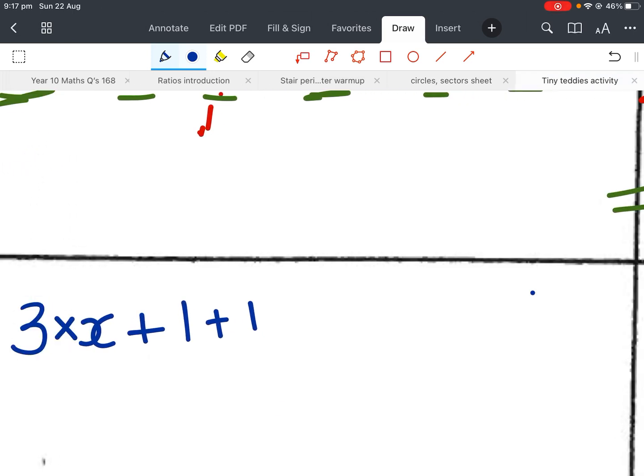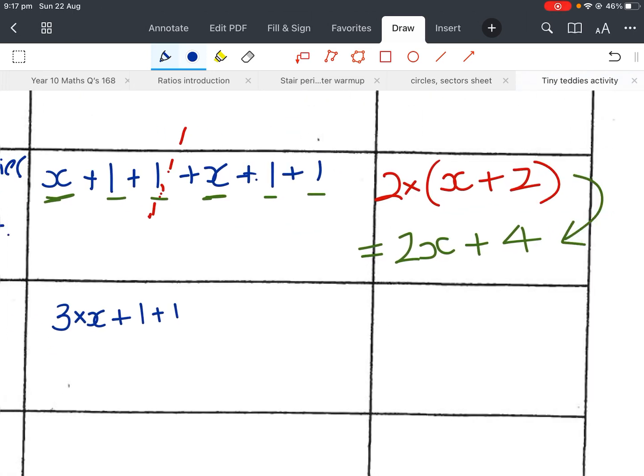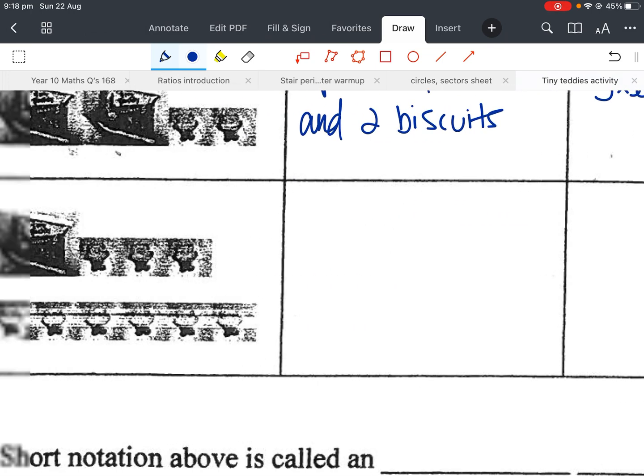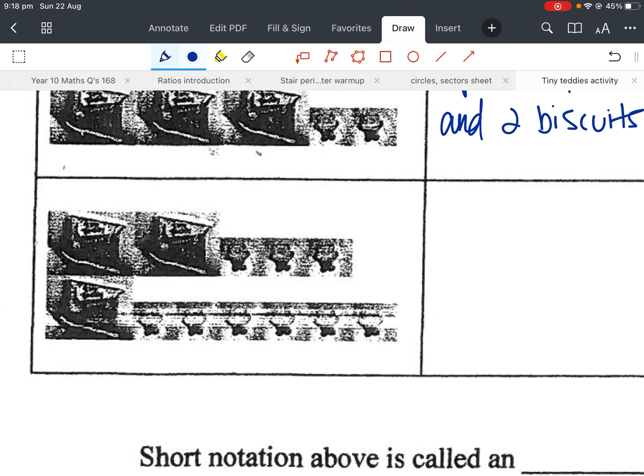All right, so how could we write that in a shortened way? So 3 times x, remember we take out the times, we squash the 3 and the x together, that means 3x, and I add 1 plus 1, and I get 2. All right, last one. Let's see if you can do this one. Okay, this one's interesting. So here I have 2 tiny teddies packets. You can have a go and pause the video if you want to try it on your own.